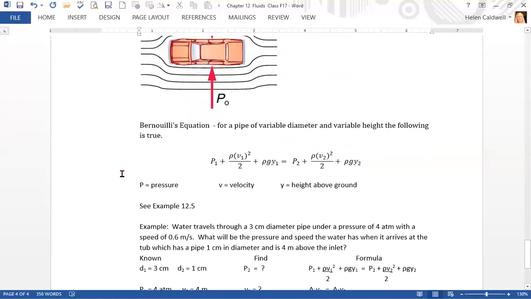If you have a pipe of variable diameter and variable height, then this relationship is true: the pressure at one end of the pipe plus the density times the velocity squared of the fluid in the pipe divided by 2, plus the density times little g times the height of the pipe, all three of those things added together will equal those same three things at the other height, other diameter and other velocity. So P is pressure, v is velocity, y is height above the ground.